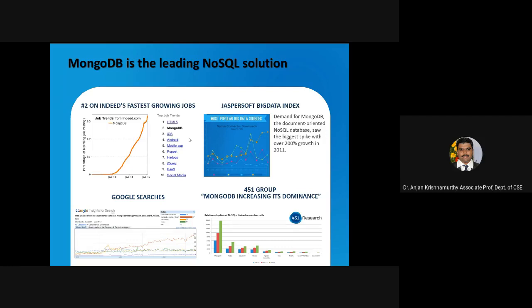From Indeed.com also, the job trend says the top 10 key skills that an engineer is required to have to be hired are HTML5, MongoDB, iOS, Android, mobile application development, Puppet, Hadoop, jQuery, PaaS, and social media. Under that, you can see that MongoDB is highlighted as the second trend in the growing job needs, right? So there is a huge demand in the market if you know MongoDB skills.